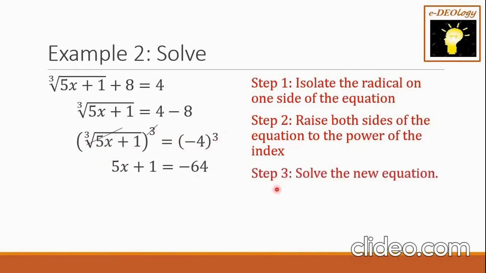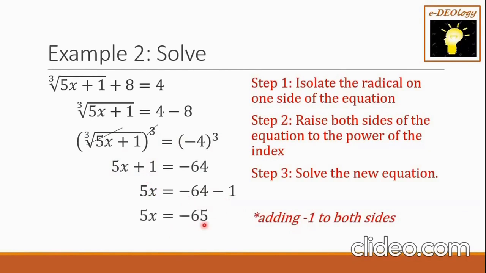So we're going to solve for the new equation, solving for x now. The positive 1, we're going to transpose to the other side. So the negative 1 is there. Or we say we add negative 1 to both sides. On the left side, the positive 1 here cancels out. On the right side, the negative 1 is reflected. Then we simplify this negative 64 minus 1. We have this negative 65.